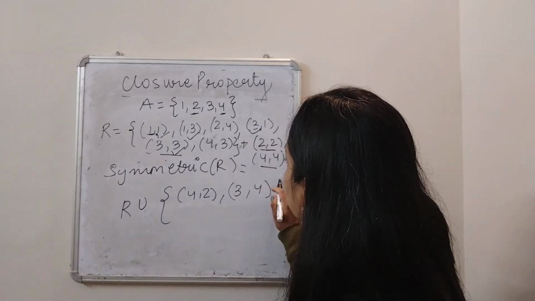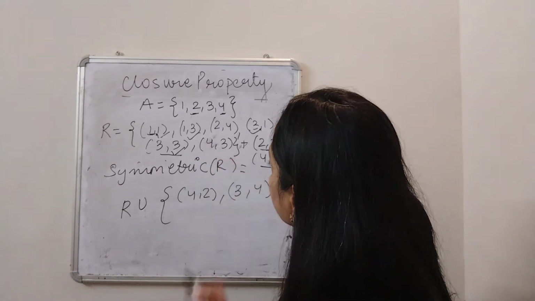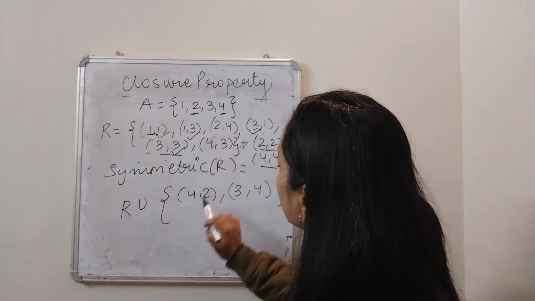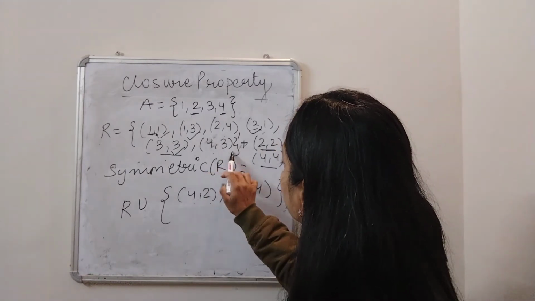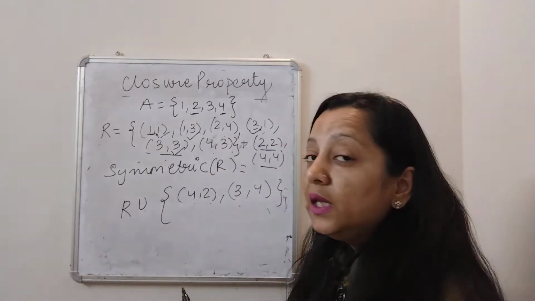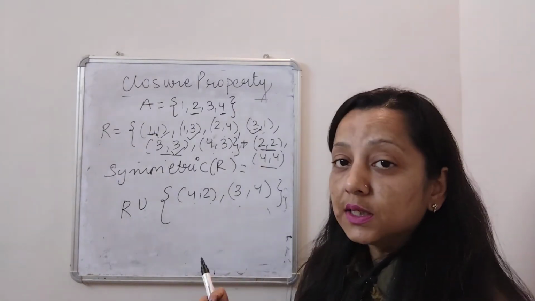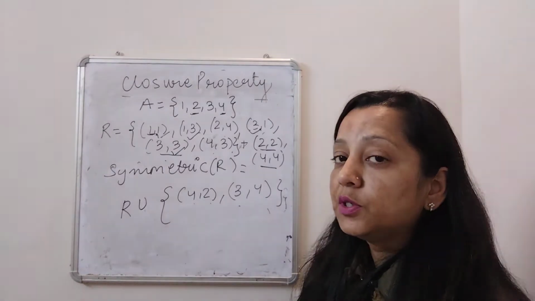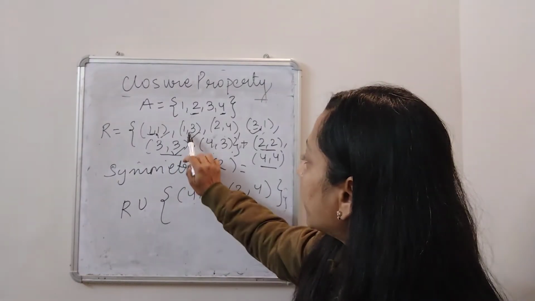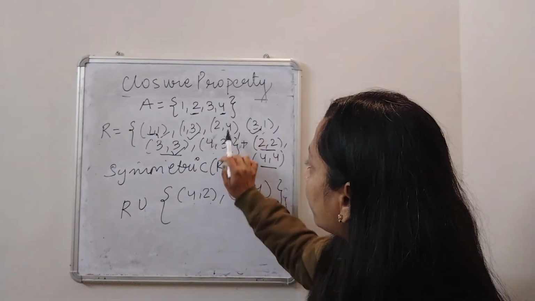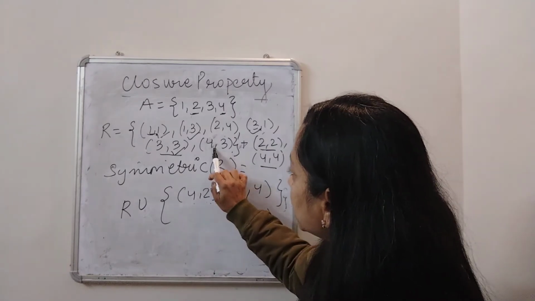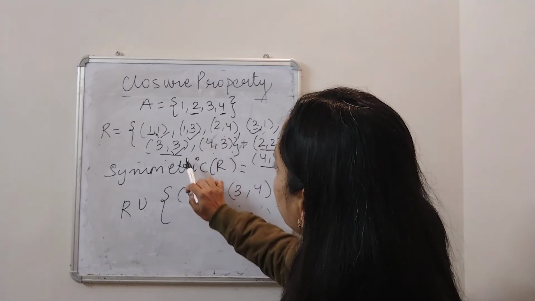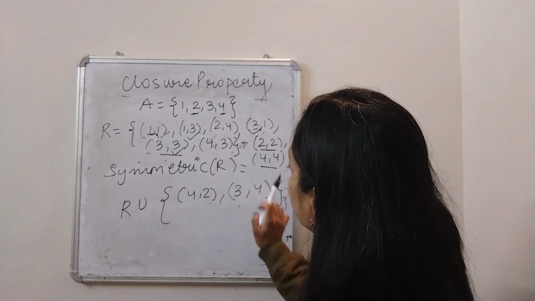Now is anything else missing? 1 3 is there? Yes. Then 3 1 is here? Yes. Then 2 4, 4 2 is here. 4 3, 3 4 is here. So any coordinate pairs which exist, their opposites must also exist as per the symmetric property. The opposite of 1 3, 3 1, is here. Opposite of 2 4, we add 4 2. Opposite of 4 3, we add 3 4. So now we have 1 3, 3 1, 2 4, 4 2, 4 3, 3 4.